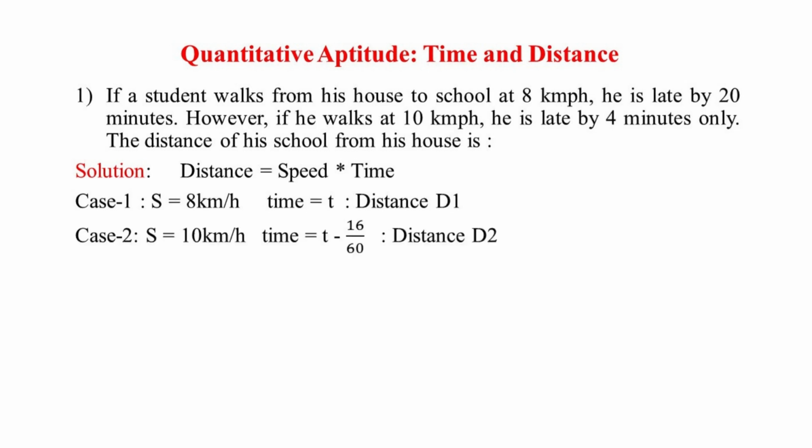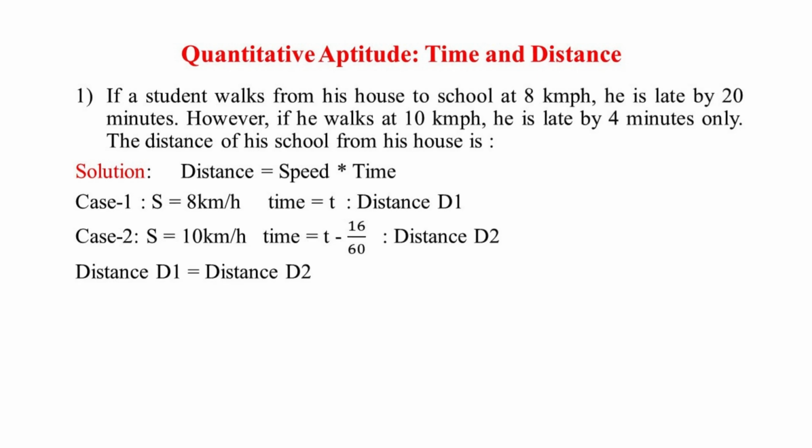Then in case 2 the speed is 10 km per hour, as we discussed. Now he is late by only 4 minutes, that is he has saved 16 minutes, as we discussed earlier. So 20 minus 4 is 16 minutes. So the time is t minus 16 divided by 60. Why 60? Here they are telling time in terms of minutes, but speed is in terms of per hour. So we have to convert minutes into hours, that's why 16 by 60. And here the distance we call d2.